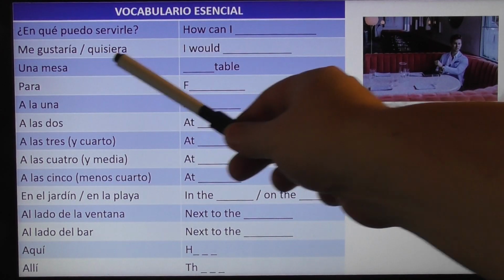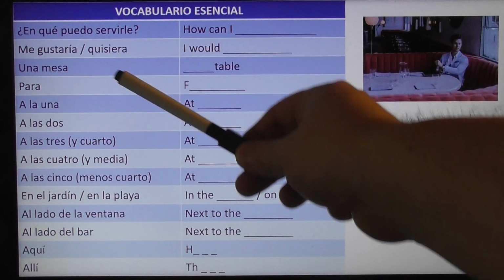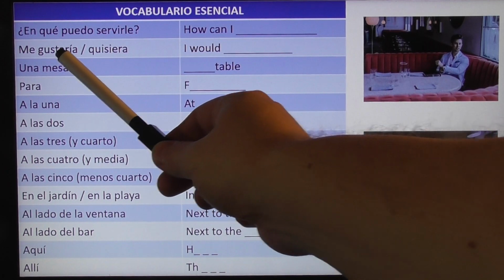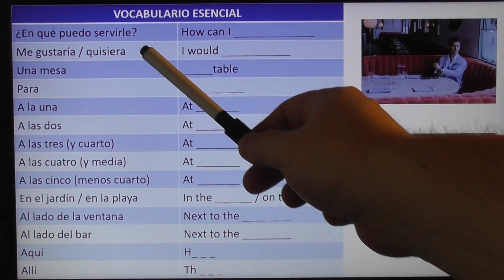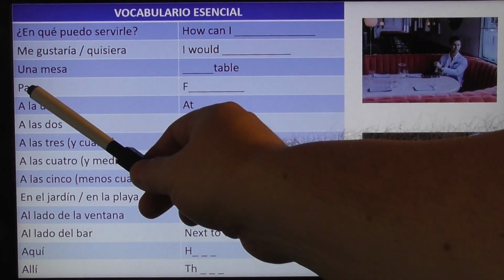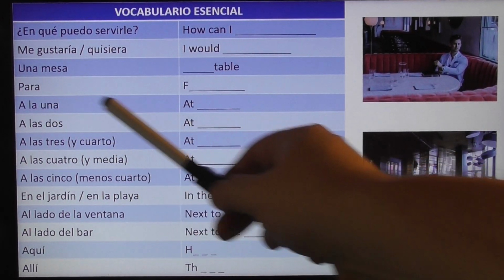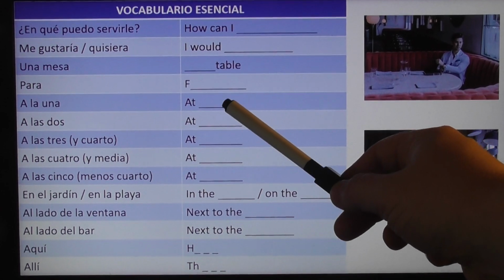Me gustaría, quisiera, I would like. They both mean the same. The difference being that one is a conditional tense, the other a past subjunctive tense. You don't need to worry about that right now. We'll come to it another time. Una mesa, a table, para, for, a la una, at 1, or perhaps at 1 o'clock.